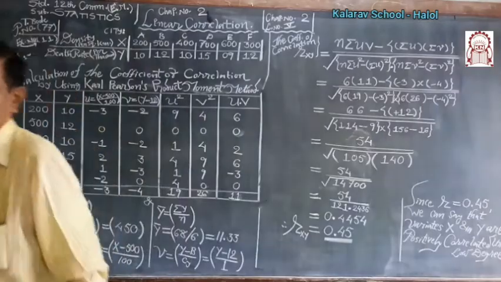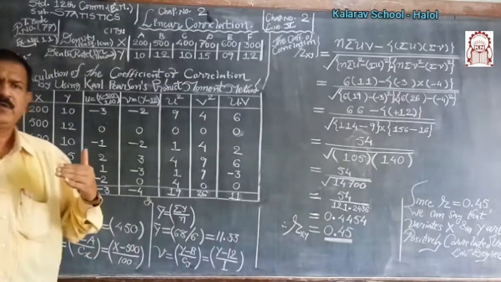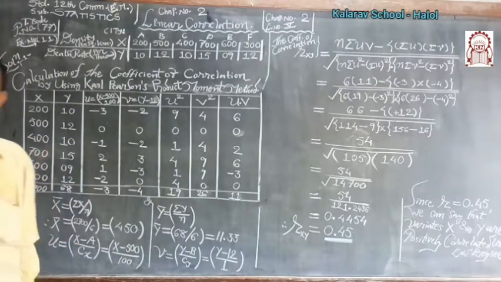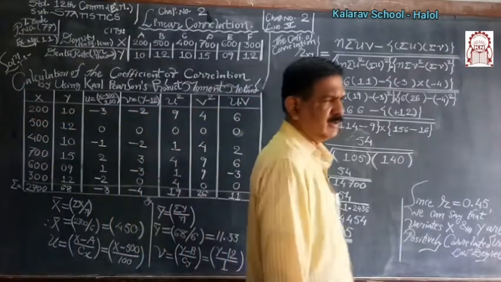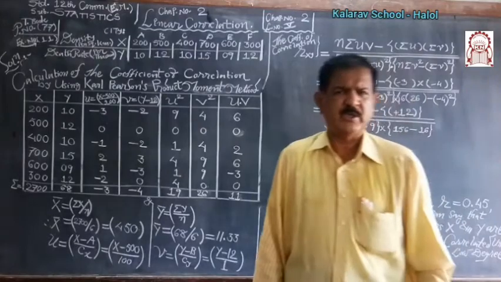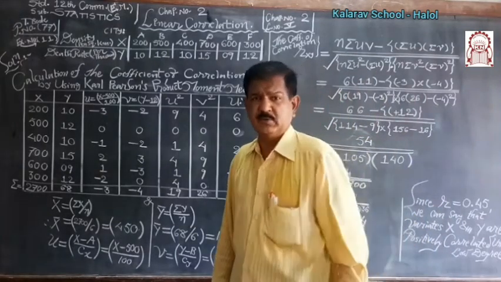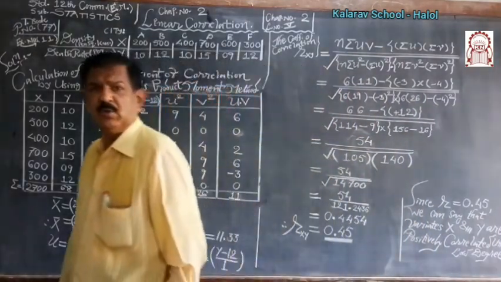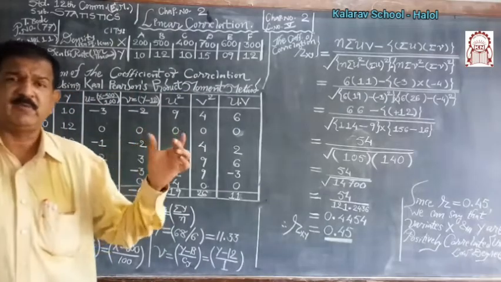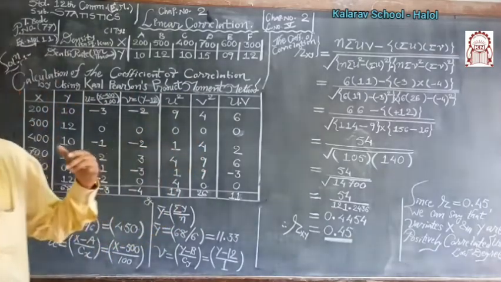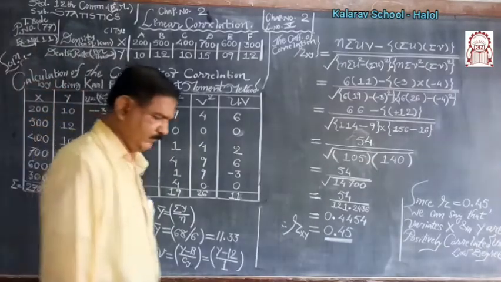Last time we have seen the method of Pearson coefficient of correlation by using the product moment method. But in that case, x bar and y bar both values were completely integer values. So we have taken x minus x bar, y minus y bar, x minus x bar whole square, y minus y bar whole square, x minus x bar into y minus y bar.